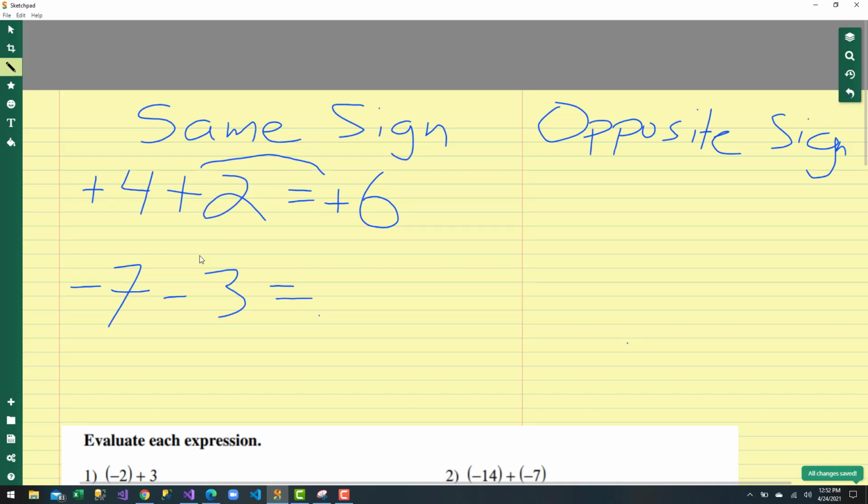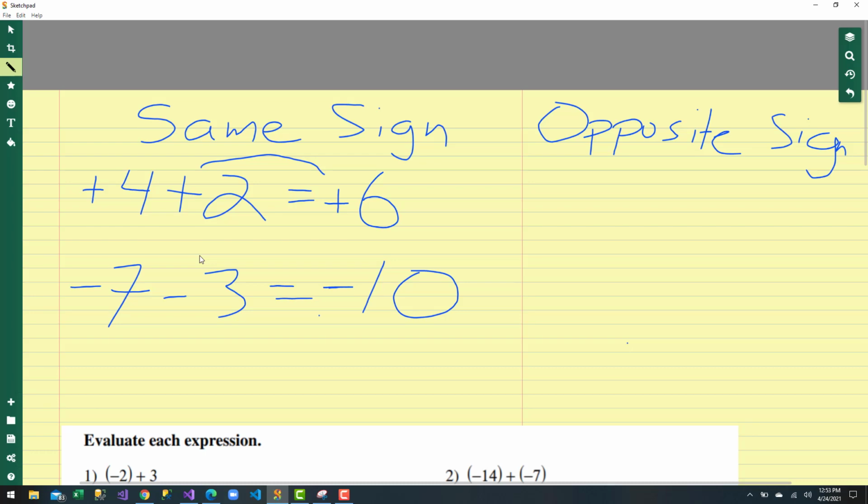Okay. Negative 7 minus 3. Again, they're the same sign. So add the numbers. So 7 plus 3 is 10. And then copy the sign, which is a negative. So the answer is negative 10. All right. So this trick always applies to same sign operations.